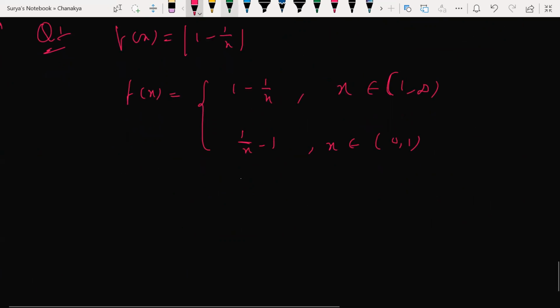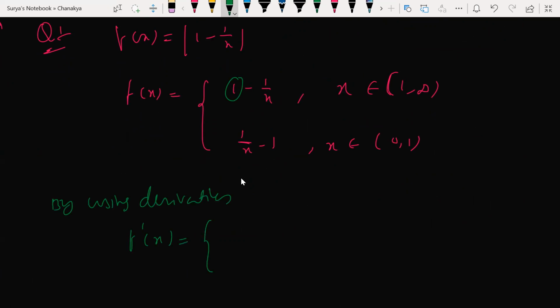Guys, by using the differentiation method also you can solve this question, using the derivatives concept. So f dash of x is going to be what? Differentiation of 1 is 0. Differentiation of minus 1 by x is what? Minus 1 by x square. So minus into minus is plus. So 1 by x square, where x belongs to 1 to infinity.